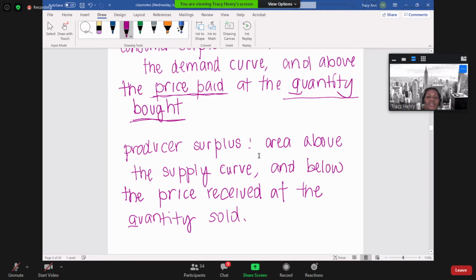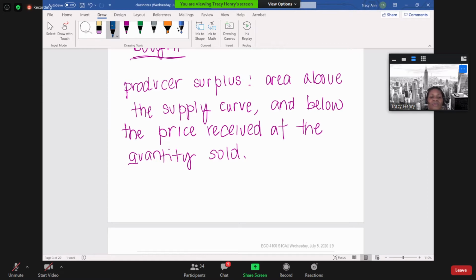Don't worry, the end is near. So what I want to say is at the efficient quantity, there is no deadweight loss.